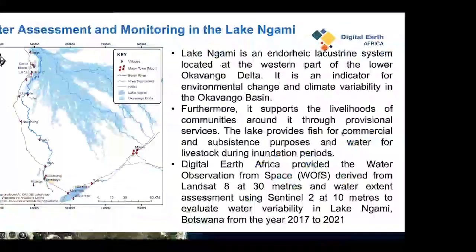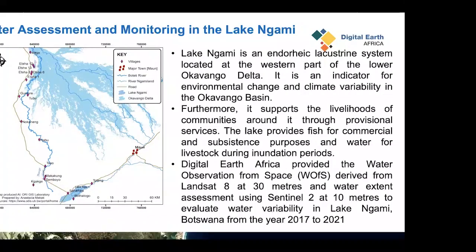Ngami is actually one of the lakes in the Okavango Delta, which receives its water from the Okavango. Lake Ngami picks up these water bodies and stores them within the lake. It doesn't send the water anywhere, but its main source is the Okavango Delta. With this, what we want to do is monitor the extent of the water within the lake, and also see its impact on the nature of the environment around it.